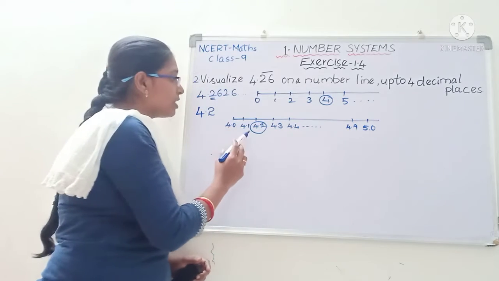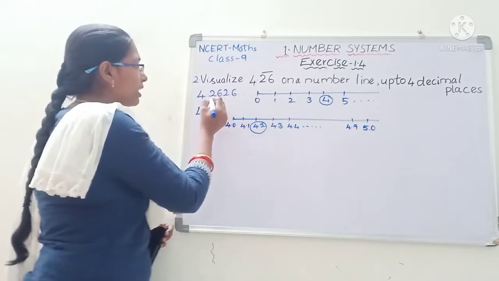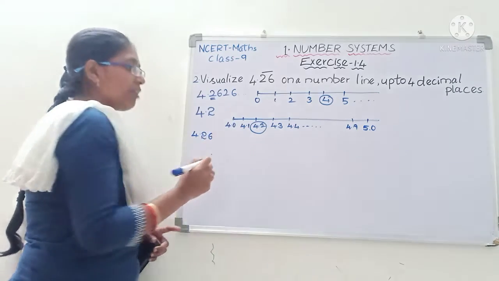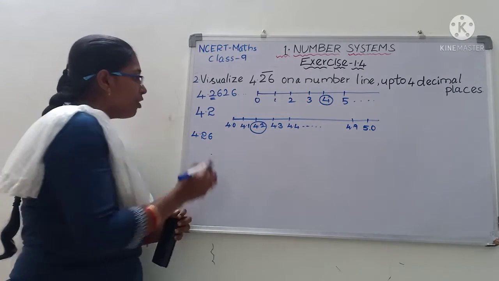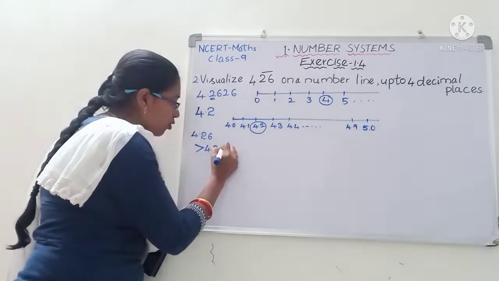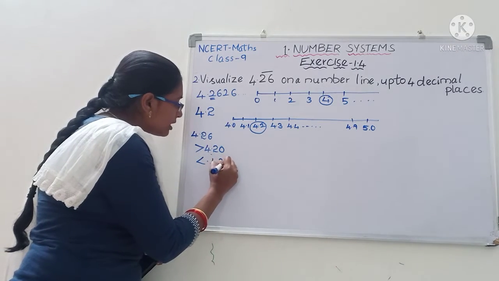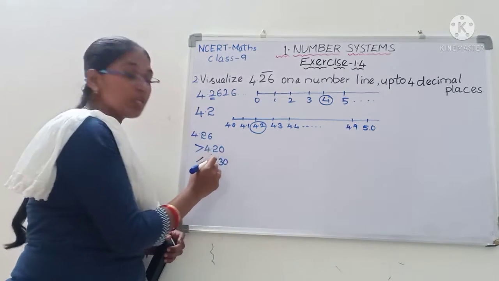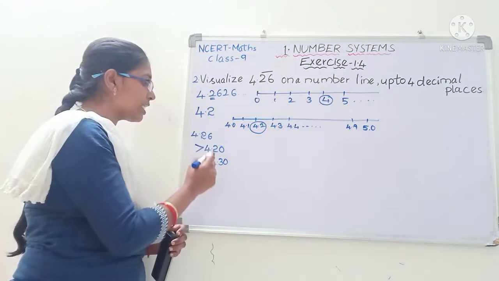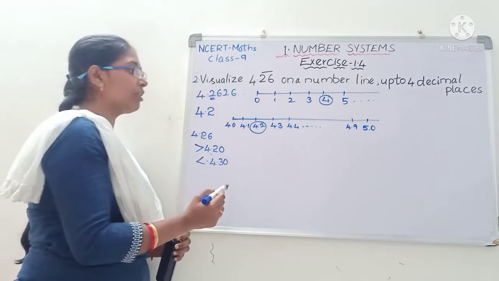That is, 4.2 is between 4.1 and 4.3. Now take another decimal place, 4.26. Where will 4.26 be, children? 4.26 is greater than 4.20 and it is less than 4.30. After 4.20, you get 4.21, 4.22 and so on, 4.26. Then you get 4.27, 4.28, 4.29, 4.30.